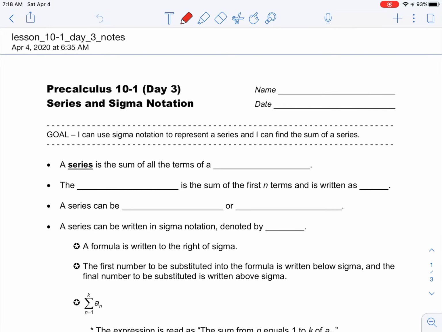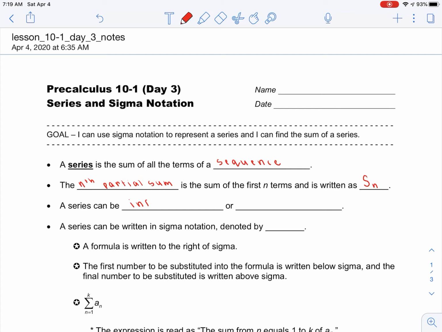Today we're going to look at series in sigma notation. A series is the sum of all terms of a sequence. So you're basically going to find all these terms and just add them up. The nth partial sum is the sum of the first n terms and is written as S sub n.